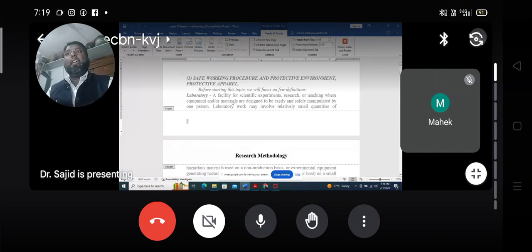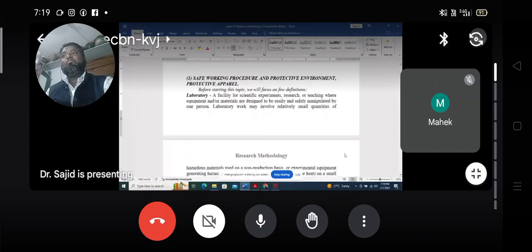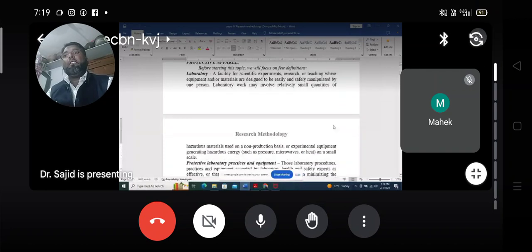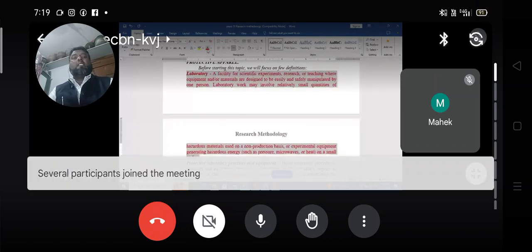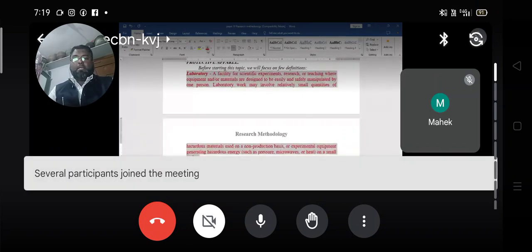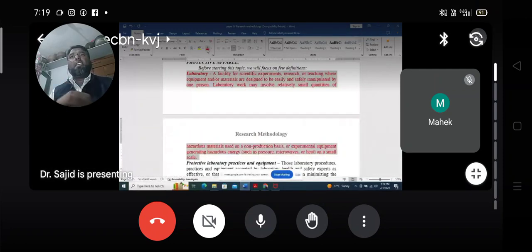I am assuming that no one knows about the laboratory. You know, a laboratory is nothing but a facility for scientific experiments. It is such a place where scientific experiment, or you can call it research or scientific teaching, is dealt with, or you can perform with the help of equipment or materials. In short, it is nothing but live demonstrations of chemical reactions. Such a place is called a laboratory.